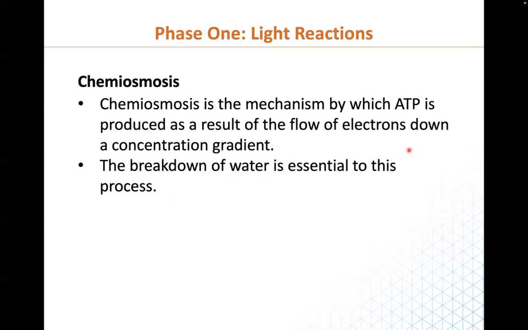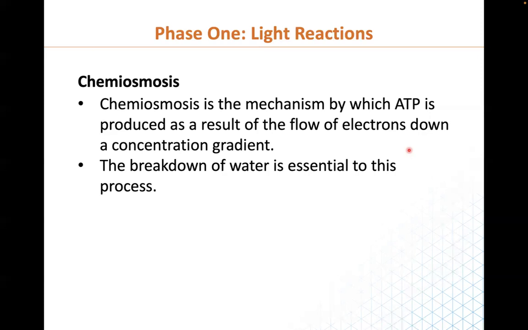Chemiosmosis is a process by which ATP is produced. What happens in chemiosmosis is an osmosis whereby chemicals are involved. Hydrogen ions and some other charged molecules are involved in it. So chemiosmosis is a mechanism by which ATP is produced as a result of the flow of electrons. So when the electrons flow, they produce ATP.